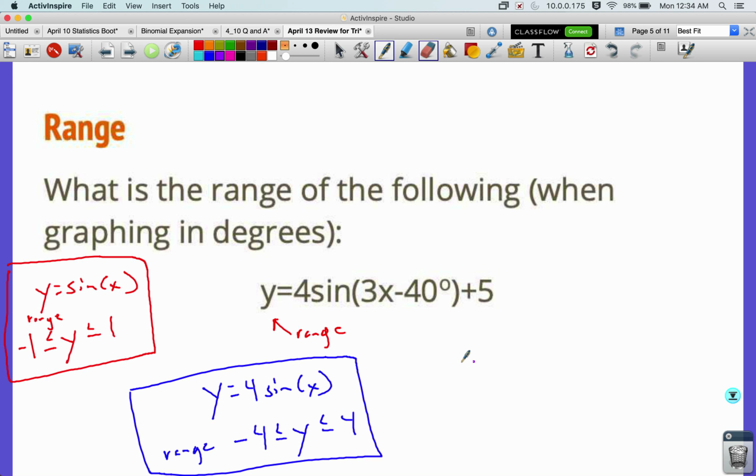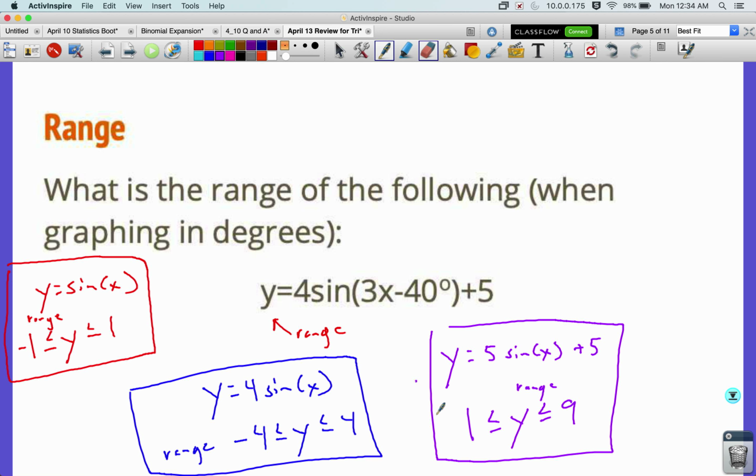All right, the next shift I care about is that +5. So if we have y equals 4 sine of x plus 5, that's going to move every point up 5. So it's going to move our minimum up 5 from -4 up to +1, and it's going to move our maximum from 4 up to 9. So 1 is less than or equal to y is less than or equal to 9, and that's our new range. All right, and we're done. That's our final answer. We didn't cover all of the transformations, but the 3 and the -40, they don't affect range.